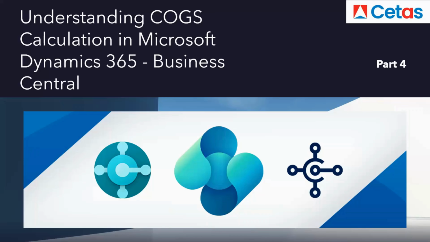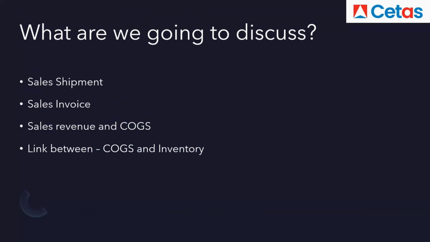This is part 4 of the series Understanding COGS Calculation in Microsoft Dynamics 365 Business Central. In this part, I'll be demonstrating what happens when you sell goods in Business Central and more importantly, how the system automatically calculates and posts COGS or cost of goods sold. We'll be seeing what happens when we create a sales order and post a shipment, post an invoice, how Business Central accounts for sales revenue and COGS, and the link between COGS and inventory.